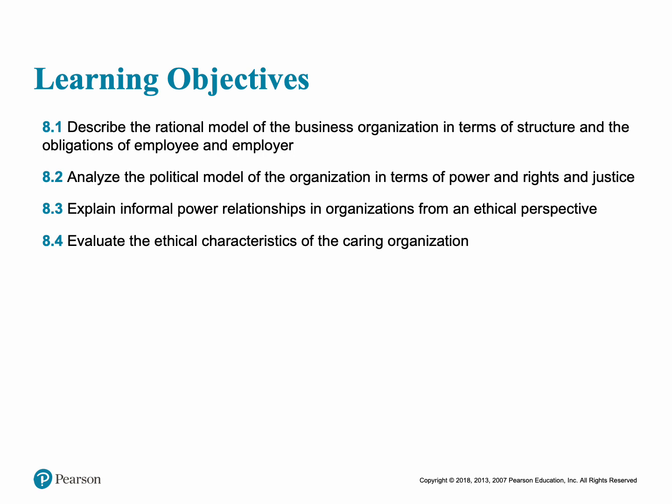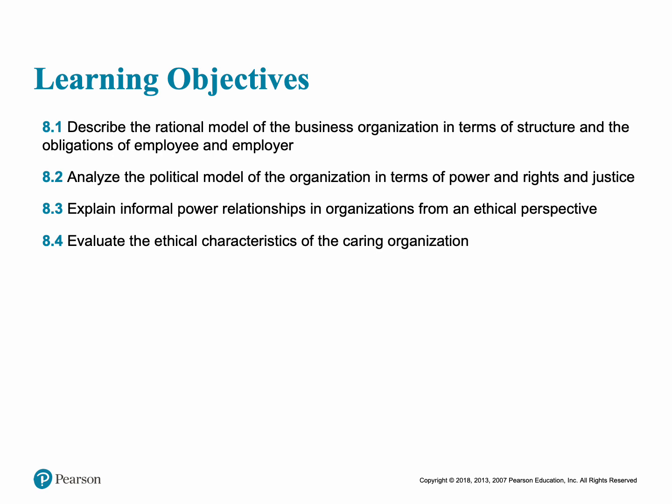There are 4 learning objectives for this chapter. Number 1, to describe the rational model of the business organization in the context of structure and the obligations between employer and employee. So what should structure look like? What are the expectations in terms of our reporting responsibilities and the command and control of the organization?